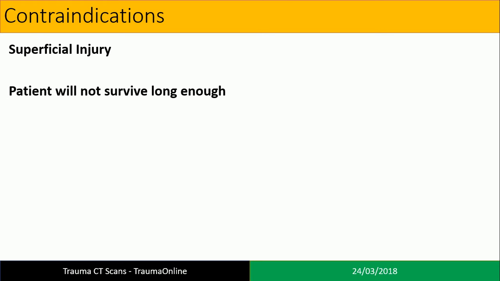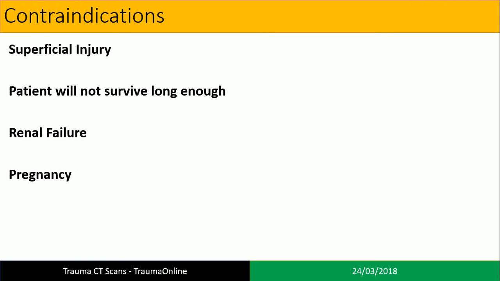Another is a patient who you don't think will survive long enough if you go to the CT scan. So you might choose to go straight to theatre, and that's obviously only possible if you've got a surgeon who's willing to operate on a patient without knowing exactly what they're going to find when they perform the exploratory laparotomy.